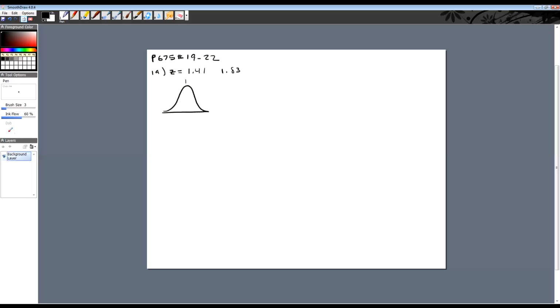So we have a normal curve. The z-scores are here and here approximately, and they want you to find this area. Remember, the z-score is x minus x bar divided by the standard deviation. That's an x bar there. So the area for a z of 1.41 is given as 0.421. A z of 1.83 gives us an area of 0.466.